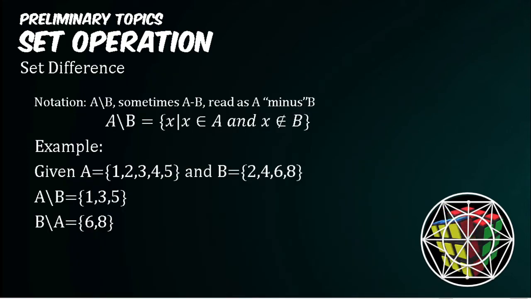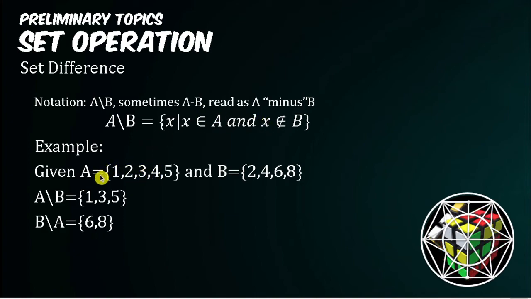This is the third set operation. It's the set difference. We have two notations here. Hindi siya slash, baliktad. It's read as A minus B. Or sometimes we use the notation for the ordinary subtraction. And by definition, this is the set collection of all X such that X is an element of A and X is not an element of B. So we need to satisfy these two conditions here.